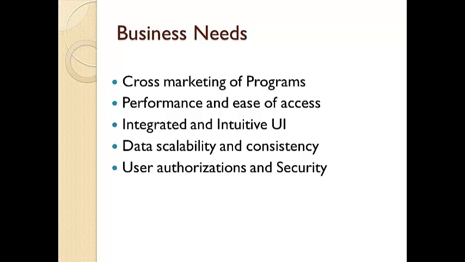Business needs of the organization. Cross-marketing of the programs, as an applicant for one program may be a potential applicant for another program. Since these programs are currently isolated, this cannot be accomplished. Performance and ease of access have to be improved, as 6 Access forms are trying to retrieve data from the same location on the hard drive, which compromises the response time. An integrated and intuitive user interface has to be built to access the data. Data scalability and consistency have to be achieved, as the number of applicants is growing each year. User authorizations and security levels need to be established at the database level.